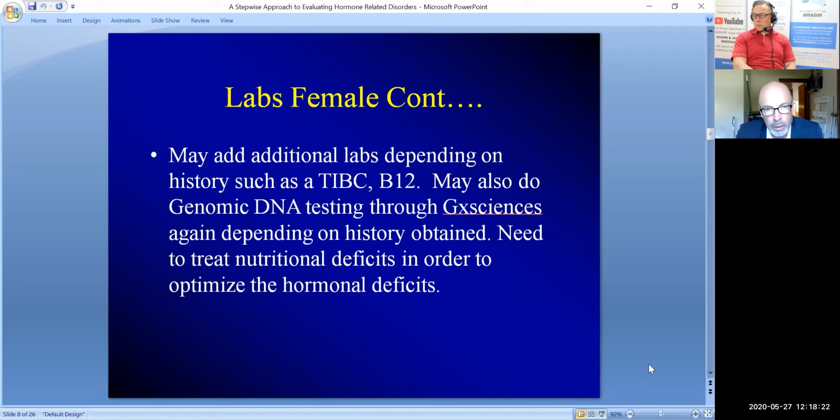Again, one of the things that we try to do when we're integrating and doing more functional medicine is optimize some of those nutritional deficits, which is going to make the adrenal system work better, the endocrine system, and you have all these things working in synergy. Makes a huge difference for the patient.